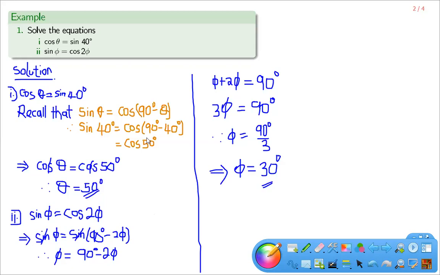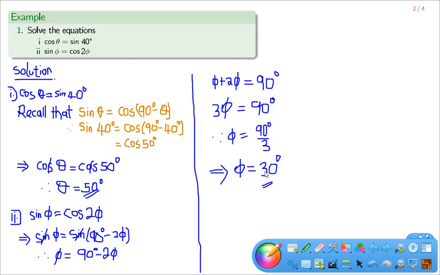Remember the rule we've just derived. That is why the substitution is possible. Sine is common to both sides, so you can factor it out, leaving phi equals 90 minus 2 phi. That is collecting like terms. This 2 phi will come over to the left. So phi plus 2 phi equals 90 degrees. That is 3 phi equals 90 degrees. Dividing both sides by 3, phi equals 90 degrees over 3, which implies that phi is 30 degrees.